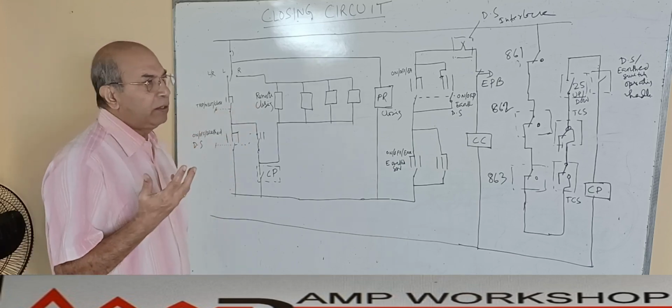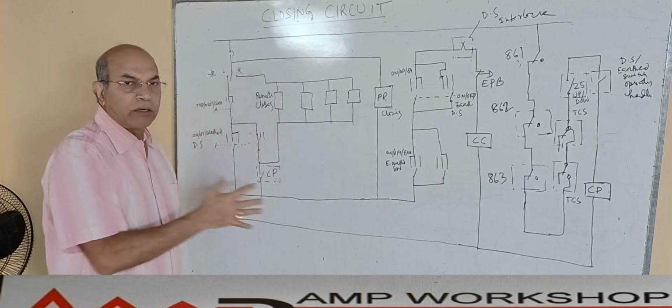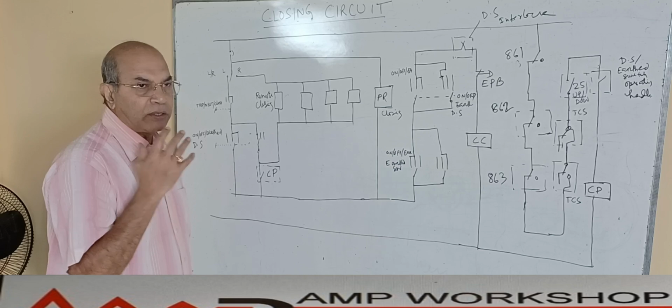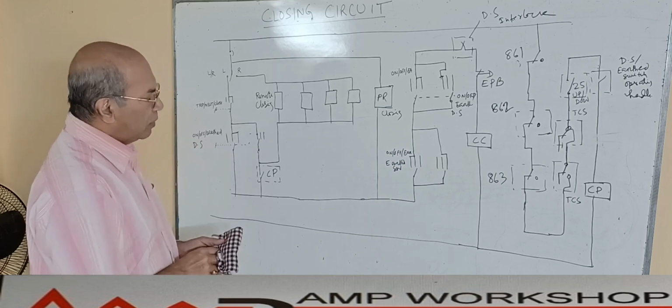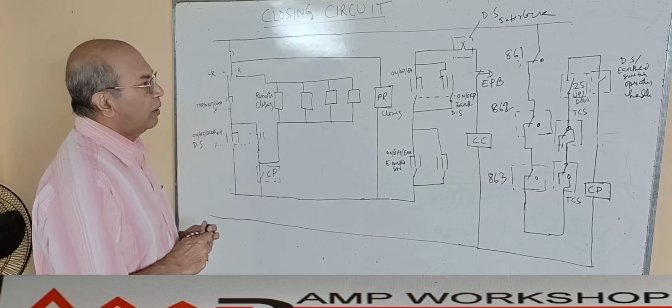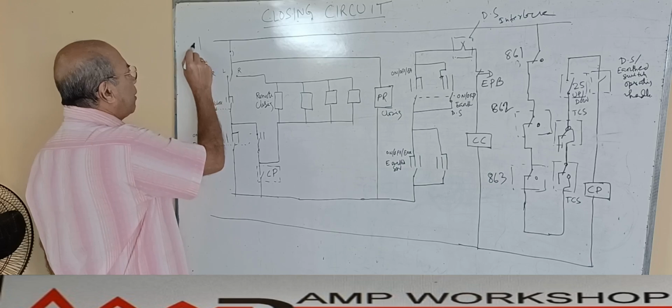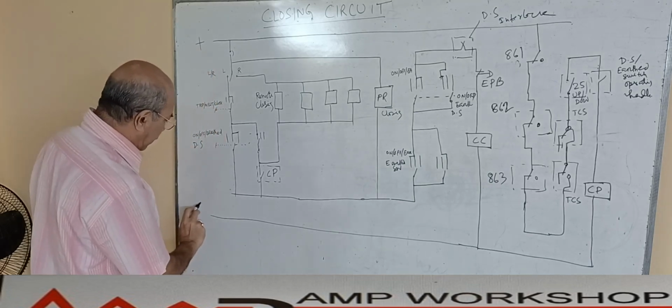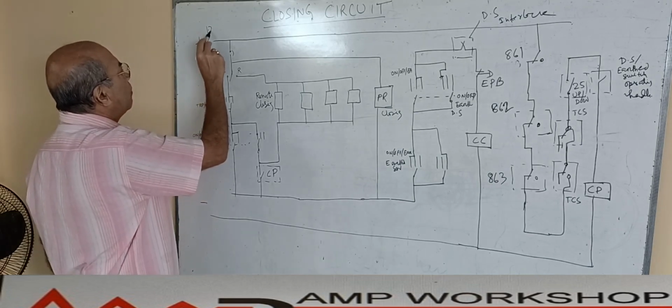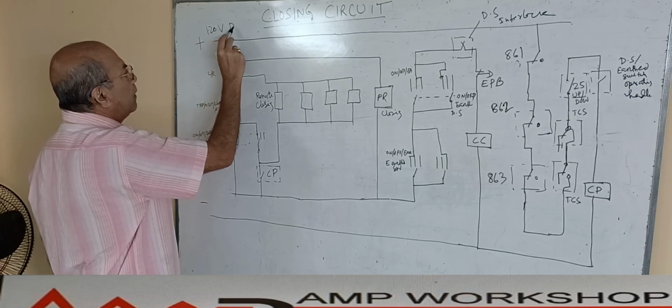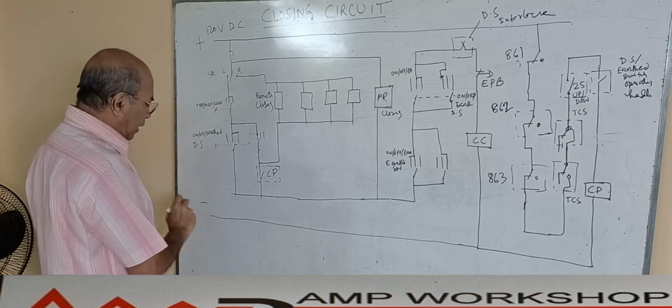We have already seen that to operate this overall closing scheme, we need the auxiliary power supply, that is the auxiliary control power supply. It could be DC or it could be AC. We have considered a DC power supply. This is the positive and this is the negative. Suppose it is a 120 volt supply, 120 volt DC.